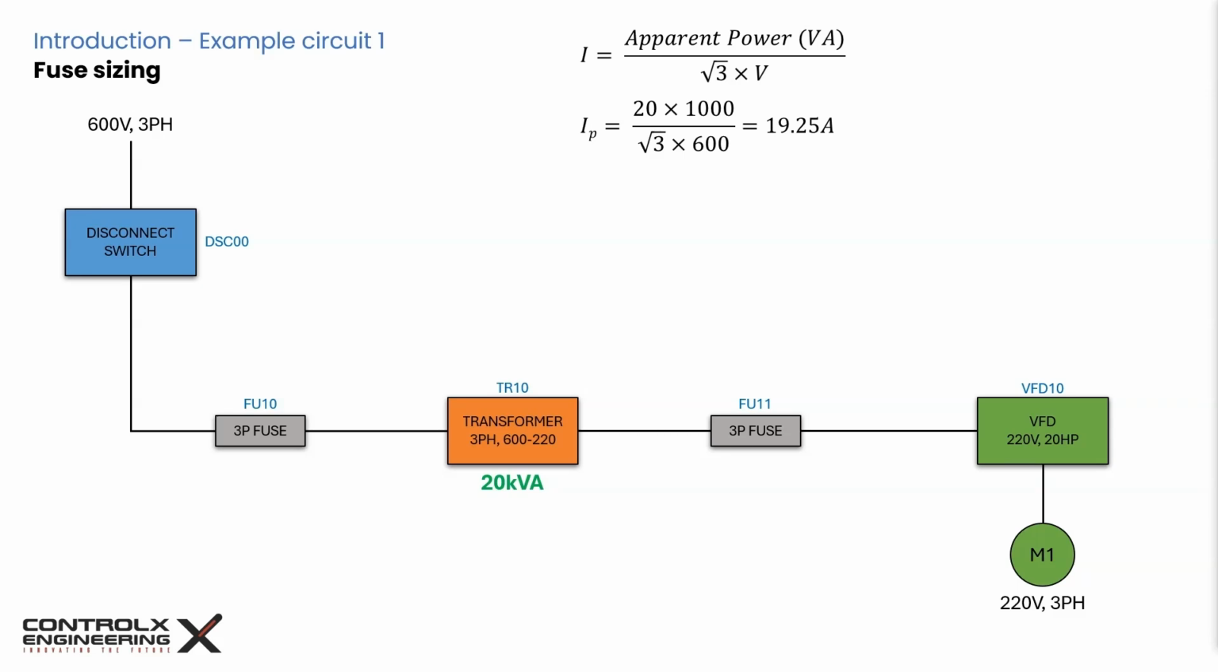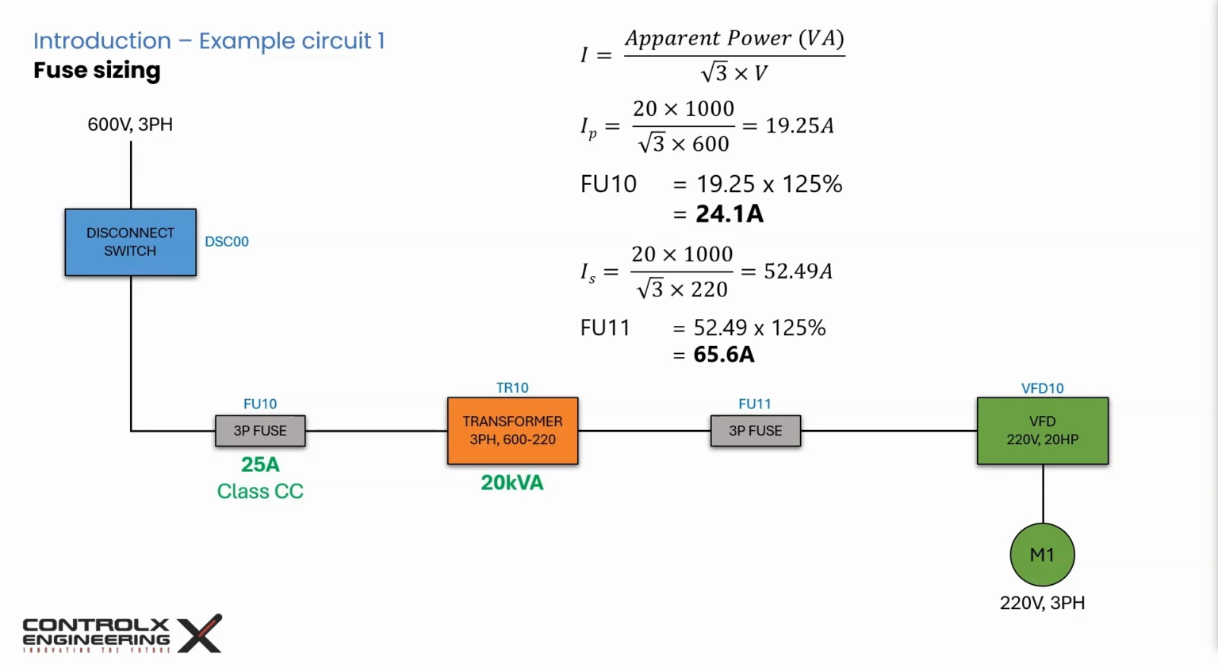According to NEC, primary fuses should be sized at 125% of the full load current. Applying this rule to the primary fuse FU10, we get 24.1 amps. Selecting the next standard size gives us 25 amps. For this application, class CC fuses could be used if the transformer's inrush current falls within the time delay capacity of the chosen fuse. Ensure the selected class CC fuse meets the necessary time delay characteristics to handle the transformer inrush current without nuisance tripping.